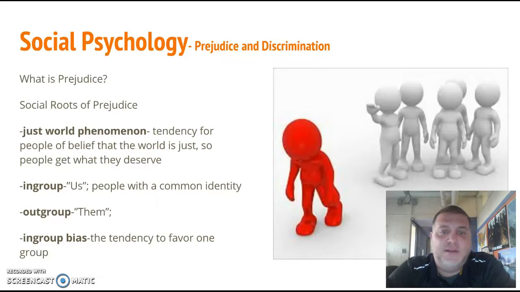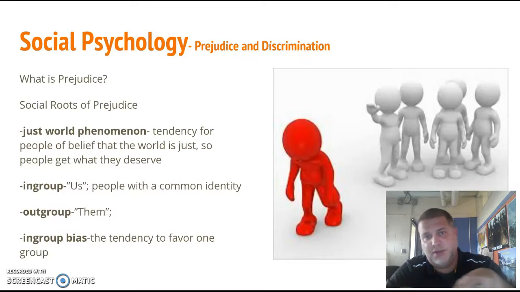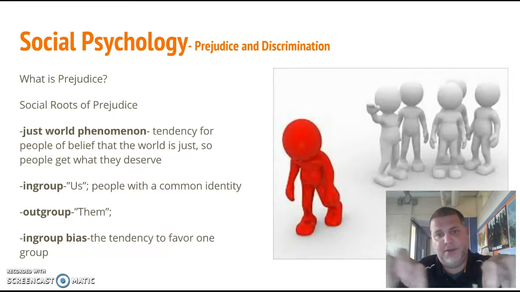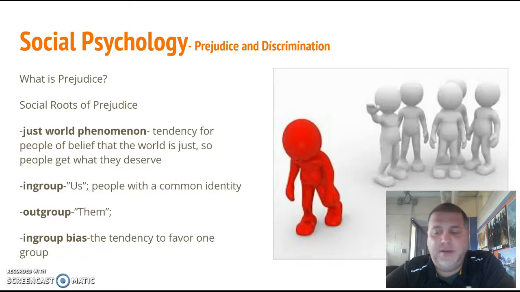The in group bias is the tendency to favor one group over another. I think we looked at this with the Robbers Cave experiment. I call it Survivor. So you have one group over here, another group over there, like on the Survivor show. And so you're going to favor those that are in your group against those that are outside of your group.